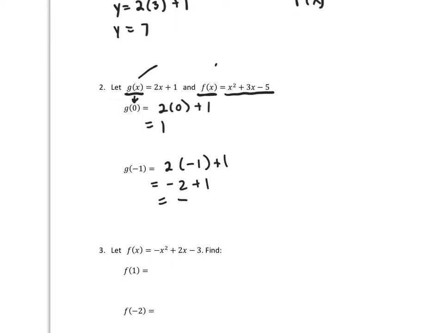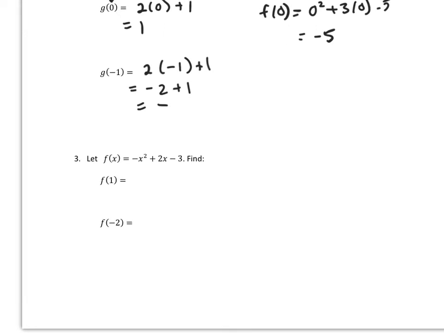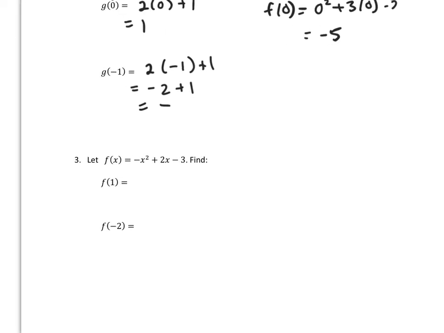give any for f, but let's just say I said find f of 0. That would be 0 squared plus 3 times 0 minus 5. So that's going to give you negative 5. And the last example is f of x equals negative x squared plus 2x minus 3.